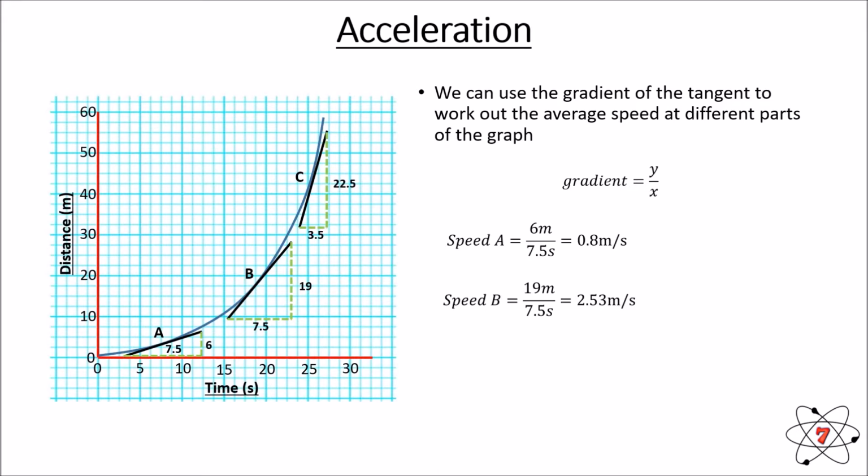Finally, we look at tangent C. This time, in our triangle, only 3.5 seconds has passed, but 22.5 meters have been travelled. So we put the numbers in: 22.5 meters divided by 3.5 seconds gives us 6.43 meters per second. So by drawing these tangents, we can work out the speed at different parts of the graph.